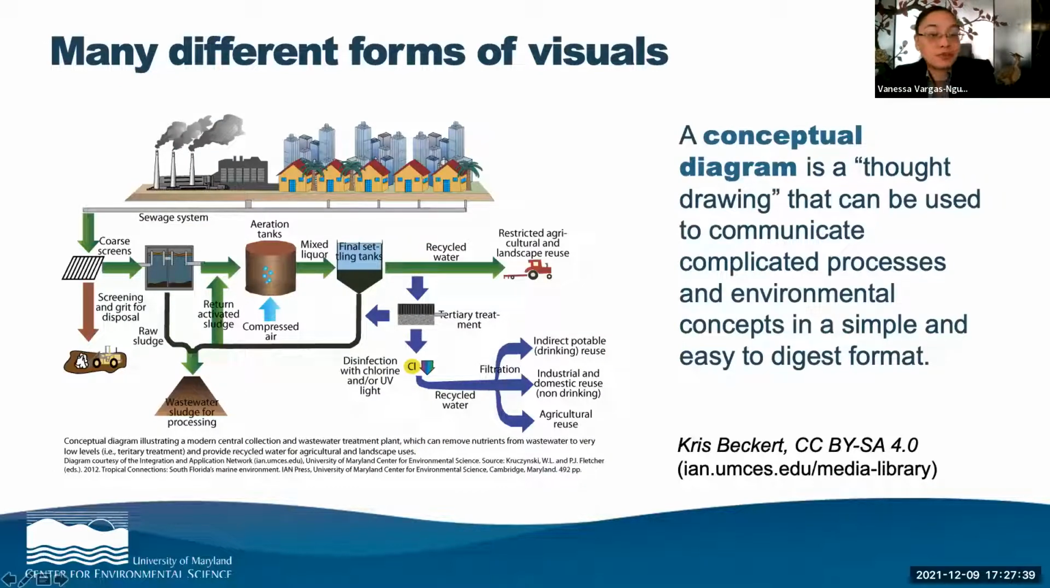Another form of visual element is a conceptual diagram, which is a thought drawing that can be used to communicate complicated processes and environmental concepts in a simple and easy to digest format. For example, this is a conceptual diagram illustrating a modern central collection and waste treatment plant. It is easily understandable even for non-engineers or scientists. And this is also where the use of symbols can be very helpful.